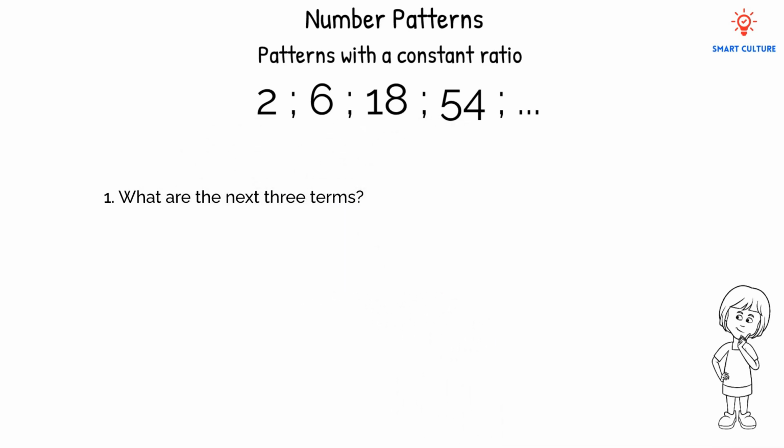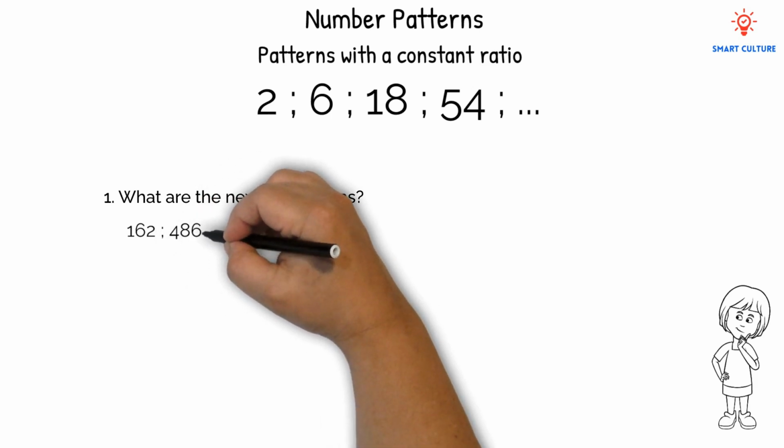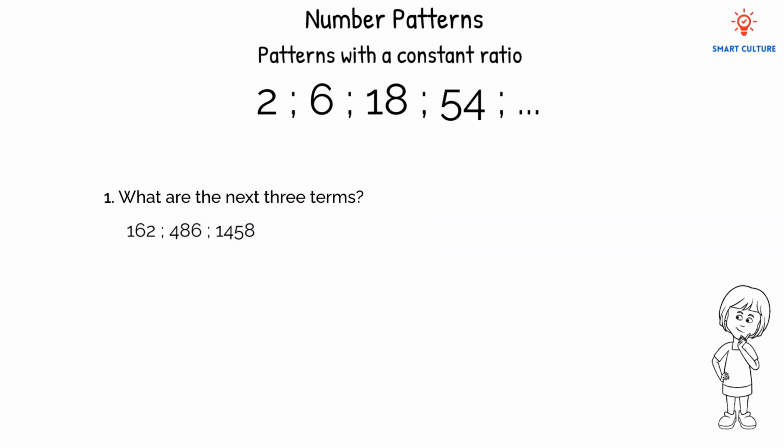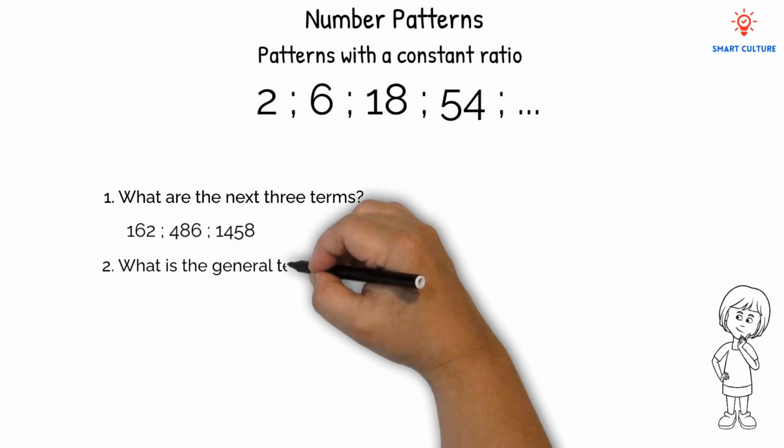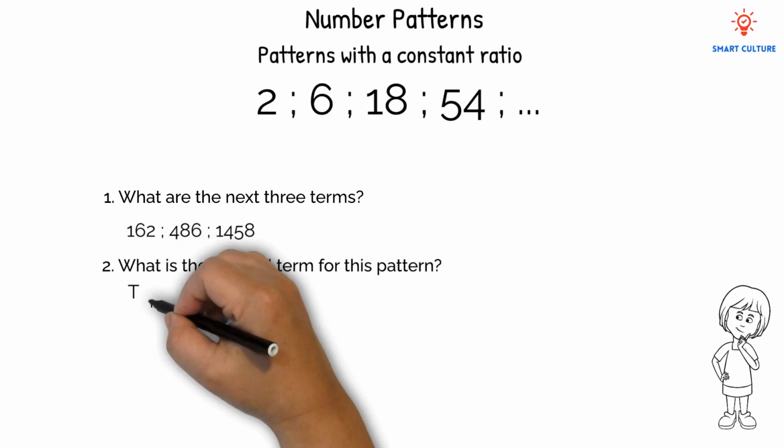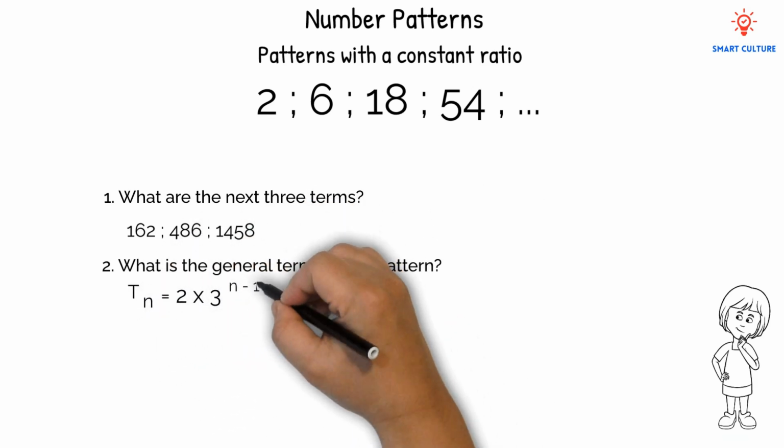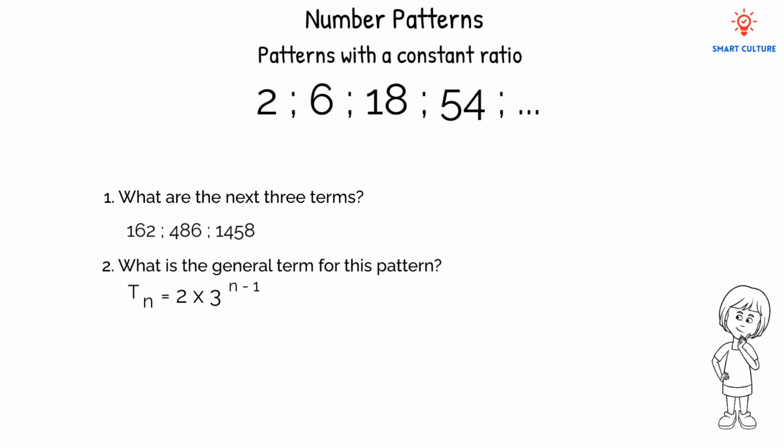We can work out the next three terms. We take 54 times 3 gives you 162, and then 486, and then 1458. Let's write the general term for this pattern. Tn equals 2 times 3 to the power of n minus 1. We say 2 because that is the first value in the pattern, multiplied by 3, which is the constant ratio, and that is to the power of n minus 1.